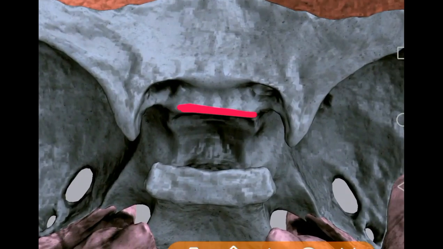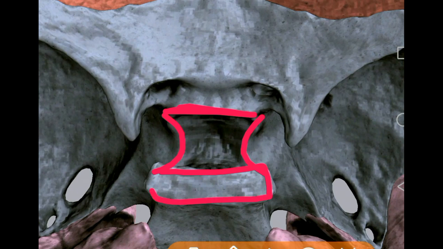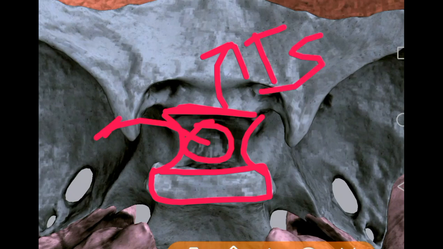Ophthalmic artery is one of the terminal branches of the internal carotid artery, and this is the sella turcica. It resembles a Turkish saddle here. I already told you it is formed by three components: tuberculum sellae, pituitary fossa, and this projecting dorsum sellae. That is tuberculum sellae, the posterior limit of sulcus chiasmaticus.